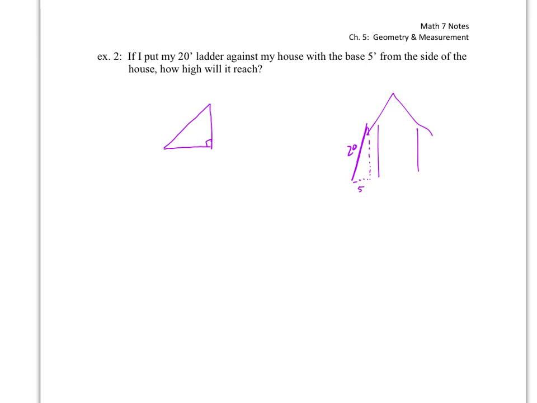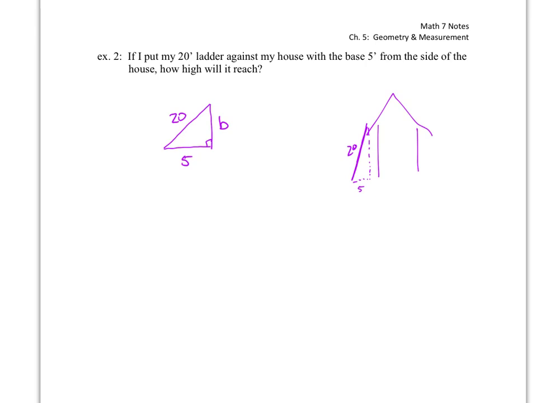So now let's go back to our right triangle that we drew. Our ladder's 20. Our base is 5. What letter don't we know? We know C, because C is the hypotenuse. That's the 20. What letter don't we know? B. Questions on where I got those numbers from and how I got them in those places?